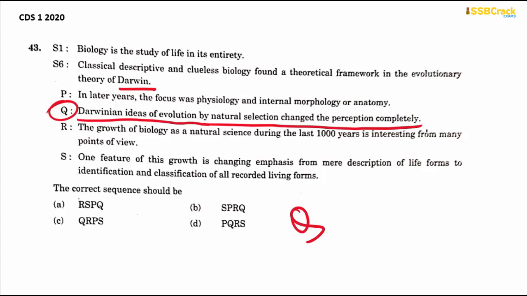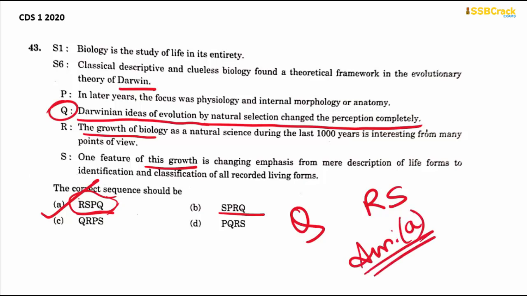Now, here is a problem. We have two combinations, RSPQ and SPRQ. Both combinations end with Q. So Q is not the only clue. We need to find more clues to be more specific. See here. The growth of biology as a natural science during the last 1,000 years is interesting from many points of view. One feature of this growth, here this growth means the growth of biology. So obviously R should be followed by S, that we know. So RS will come one after the other. Q will be at the end of the combination, and the only combination is option A, RSPQ. This is your answer. Answer A, you can match it. You will find that this is your answer.